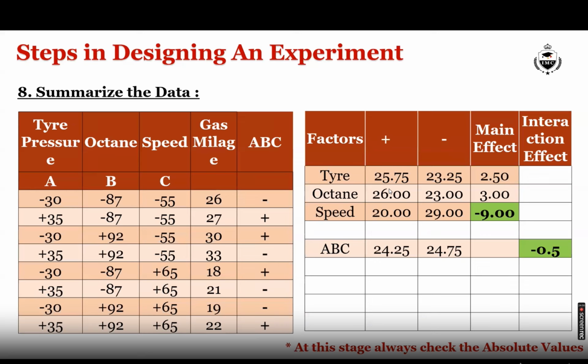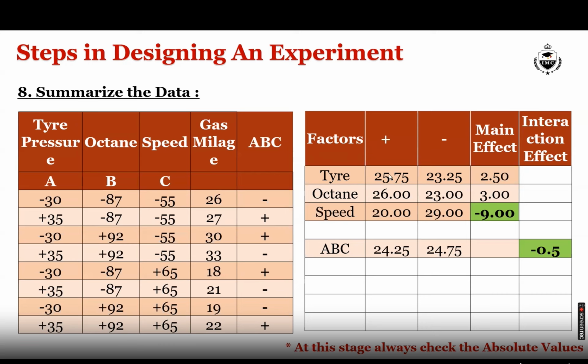Now coming to the right-hand side columns. There are now 4 factors. ABC is the combined or the interaction factor. Now we have got combination of all these 3. So tire pressure, there are 2 columns, plus and minus. For tire, I am getting a value of 25.75 and 23.25.